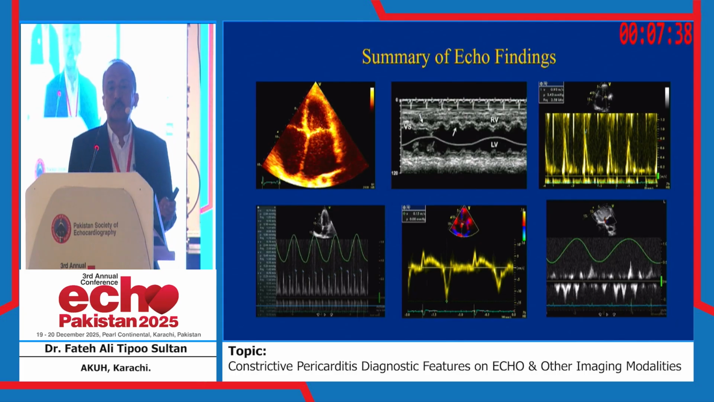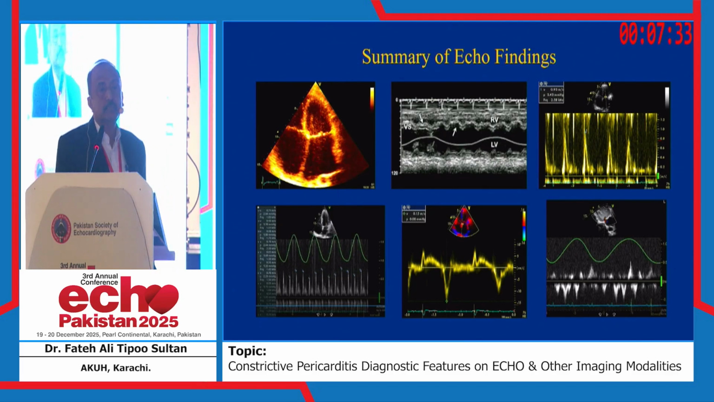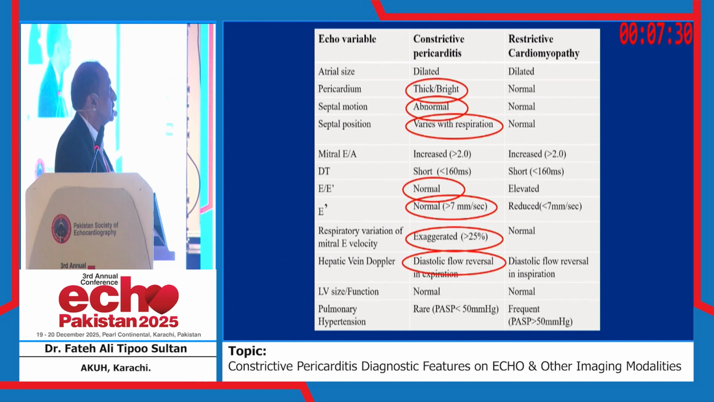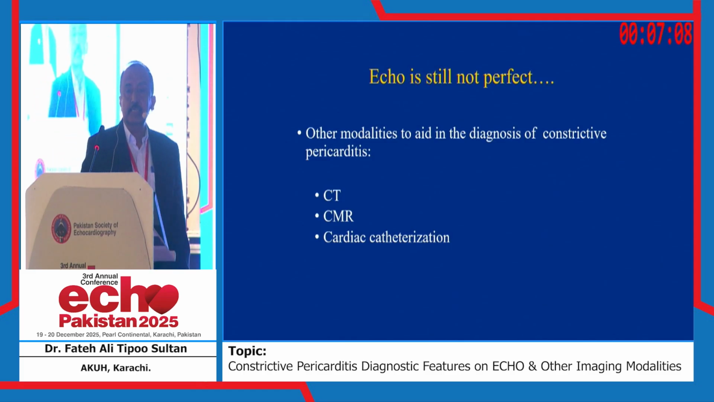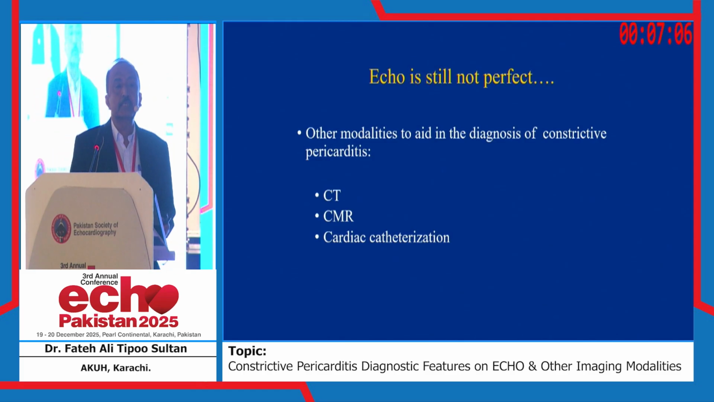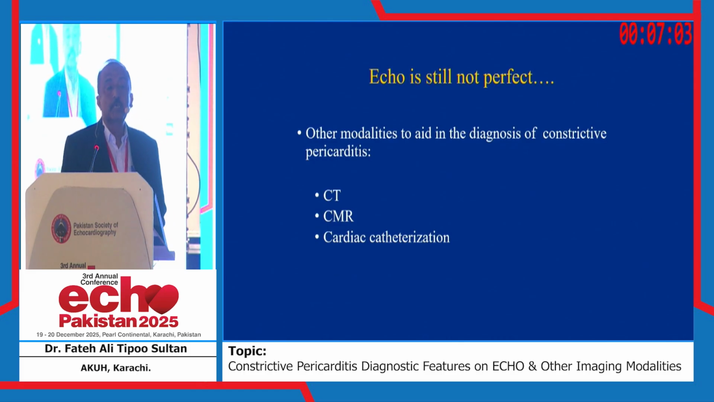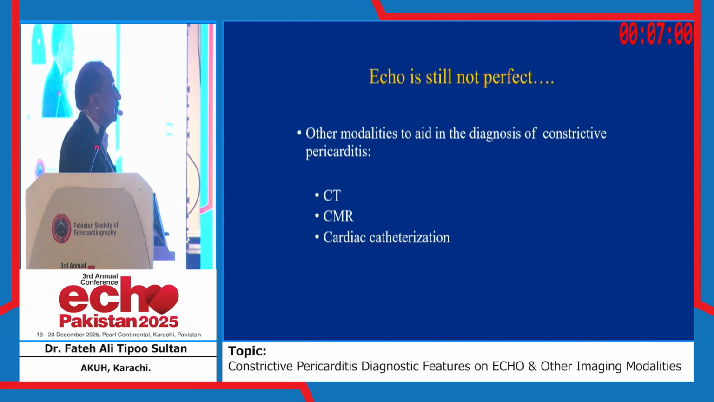If you see all these findings, then the diagnosis of constrictive pericarditis is very clear to make, but you have to do a comprehensive echocardiographic examination for this. So this is again the summary of all these things. And I'm not going to read all these because I have already shown this. So is echo sufficient? Other modalities to add in the diagnosis of constrictive pericarditis include CT, CMR, and cardiac catheterization. So still echo is not perfect, and still there are cases in which the diagnosis is ambiguous, and then you have to take the help of other imaging modalities, for example, cardiac CT or cardiac MRI.